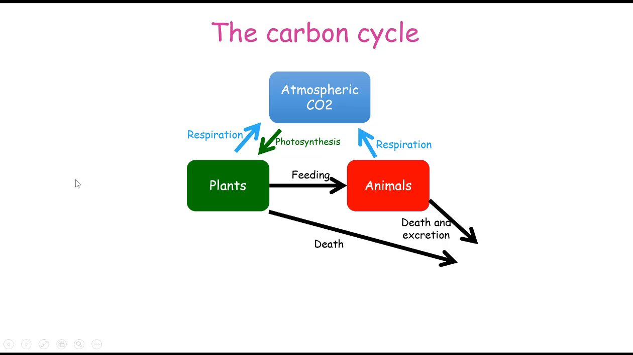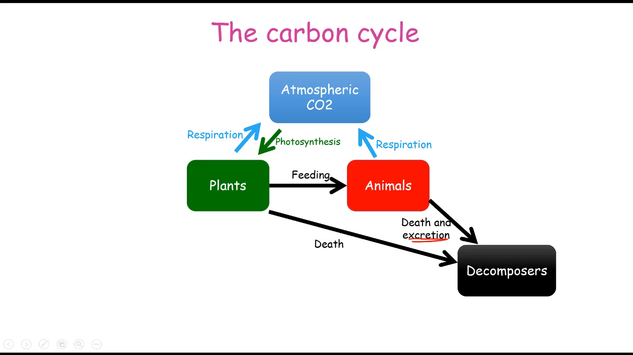Now, of course, plants and animals have to die at some point, and animals also release waste or excrete waste in the form of feces or urine. Now, this can't just accumulate. We can't have just loads of dead plants and animals all over the place with loads of pees and poos everywhere. So that's up to the decomposers to break down the dead material and the waste and recycle it back for different organisms. Now, as well as that, decomposers are also living things, so they can respire.